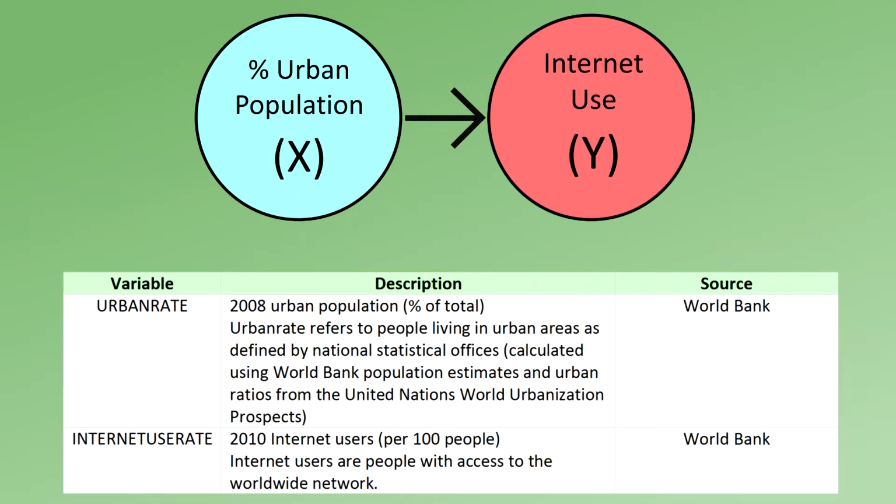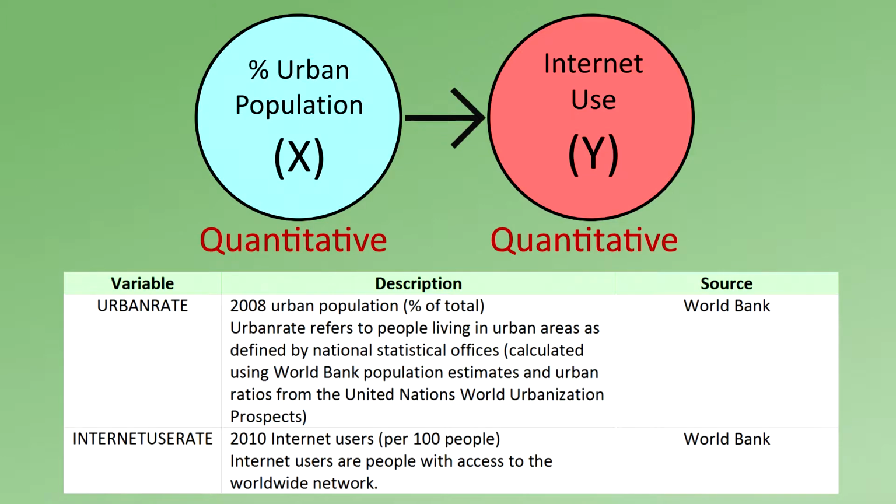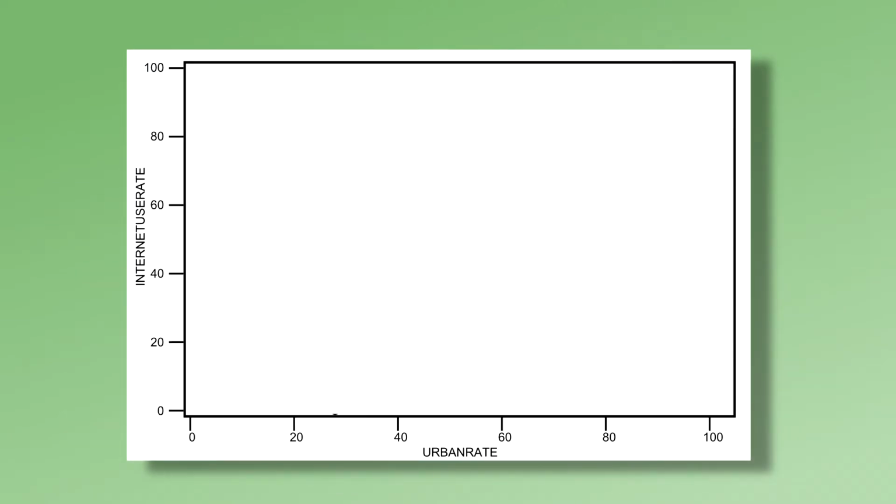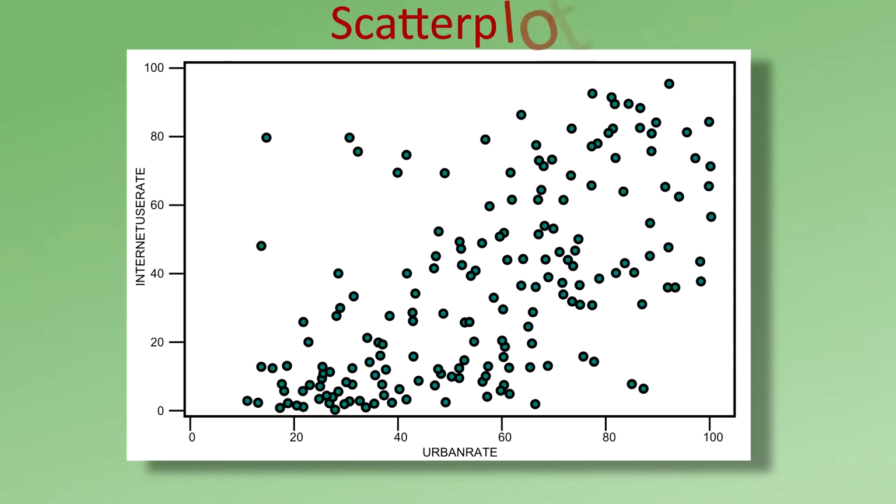For this research question, both the response and explanatory variables are quantitative. A bar chart would not work here. The graph of choice would be a scatterplot. A scatterplot, by definition, is a graph of plotted points that show the relationship between two quantitative variables. In a scatterplot, data for each observation's explanatory and response variable are plotted.